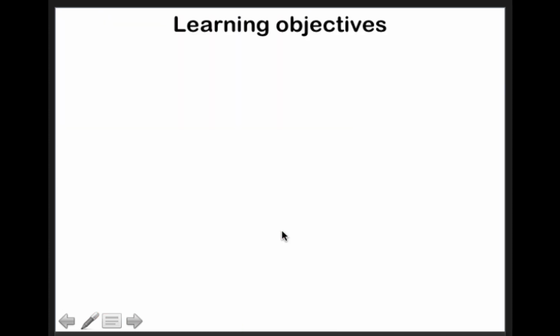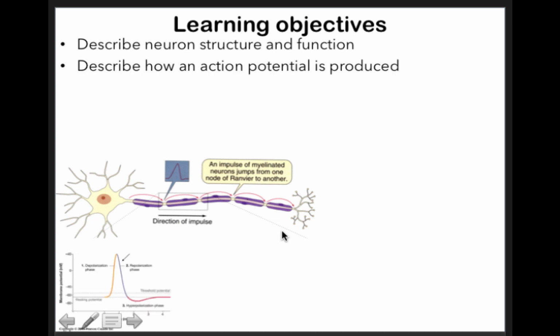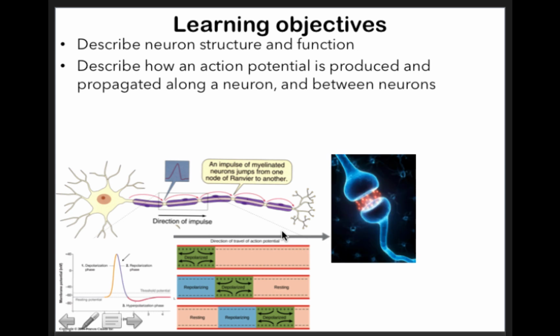So just to go over your learning objectives. Now that you've gone through both lectures and once you've reviewed these lectures in your textbook, you should be able to describe the structure and function of a neuron in a lot of detail, and all the details that we've given in class. You should also be able to describe how an action potential is initiated and produced, and how it propagates along a neuron, and also how signals are passed from one neuron to the next. There are a lot of details in all of those steps that you should understand well.